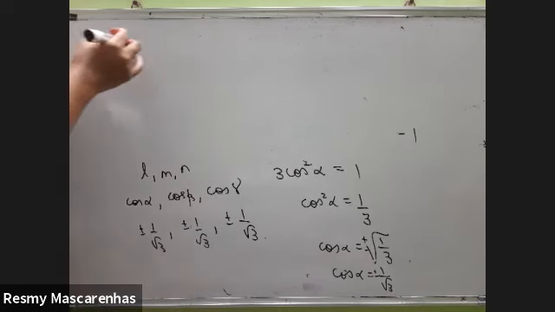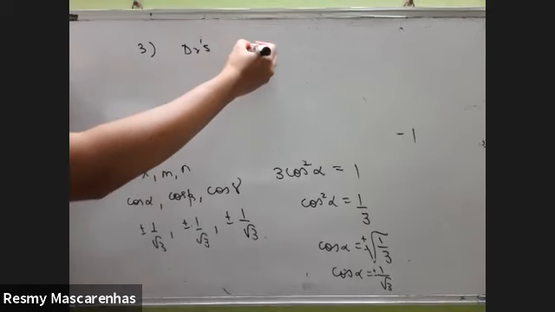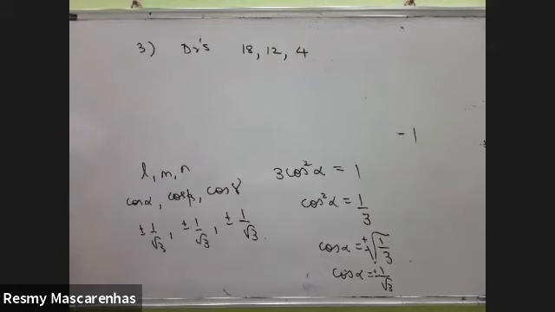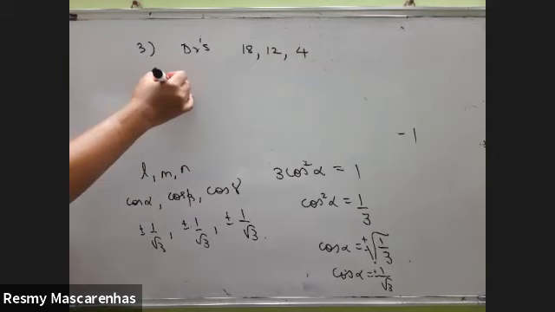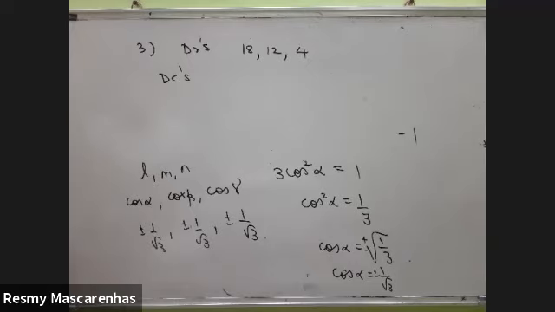Now the third one: direction ratios are given to you. Find the direction cosines. How will you find them? Can anyone tell me what you have to do? You have to convert from direction ratios to cosines. Before that, I'll also tell you something.